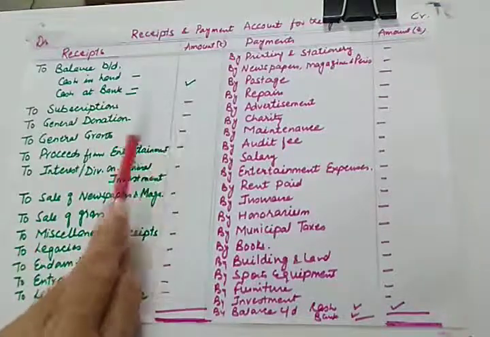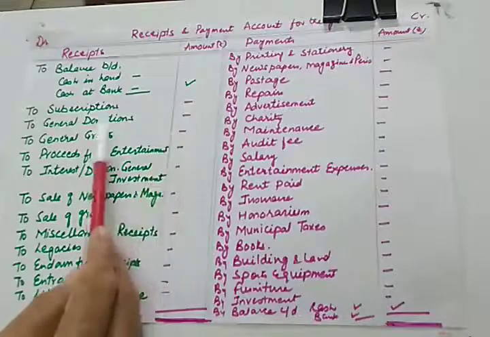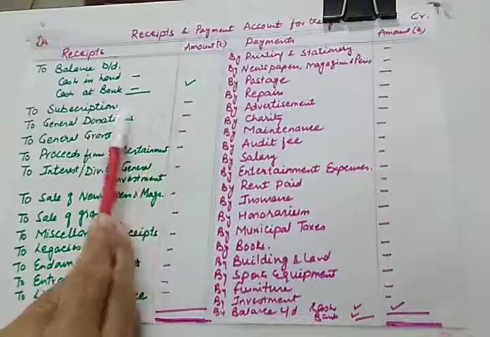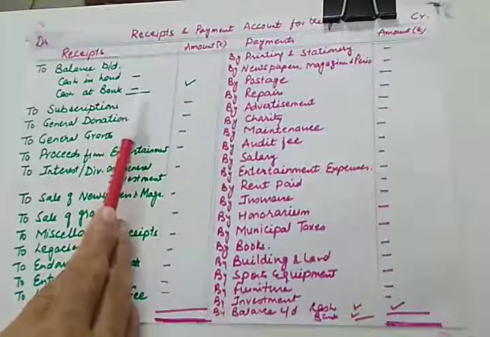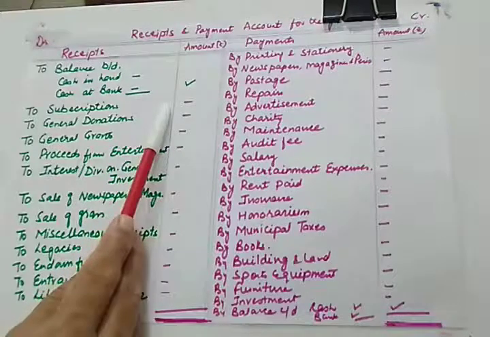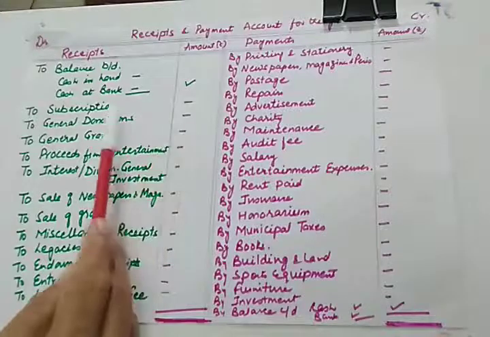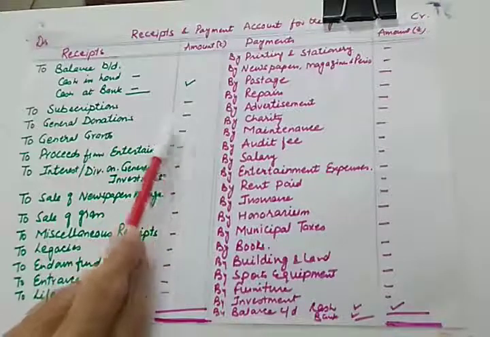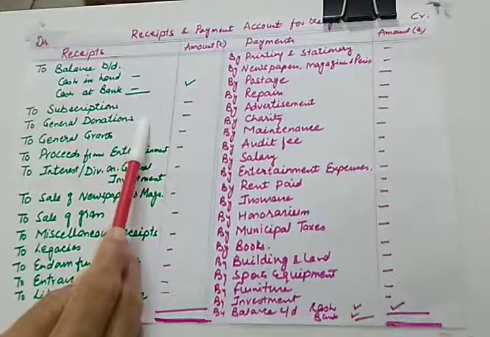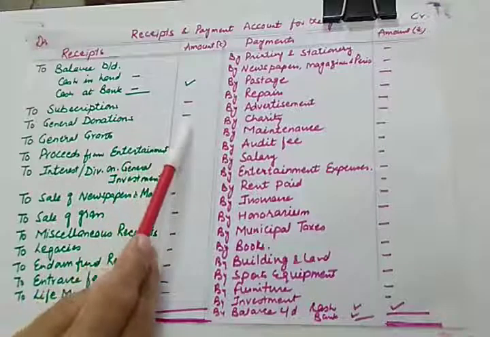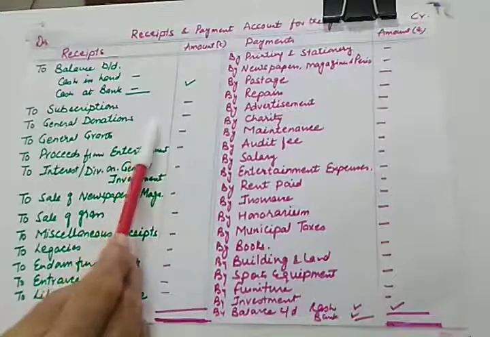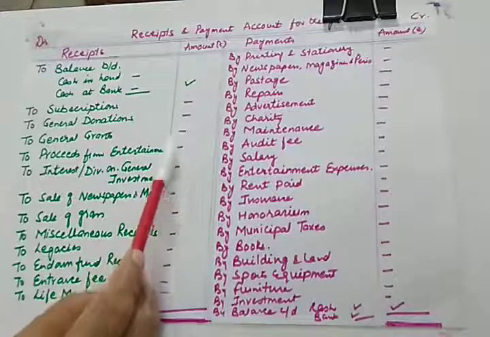Subscription is the main source of income of a non-profit organization. You will be receiving it whether the subscription is for the current year, previous year, or next year. So whatever is received during the year will be recorded here. Likewise, general donation. There are two types of donation, general donation and specific donation. Whatever we are receiving, we will be recording on the debit side.